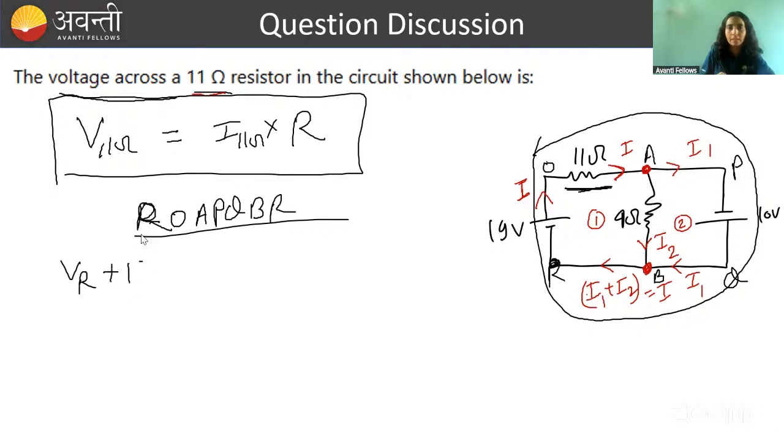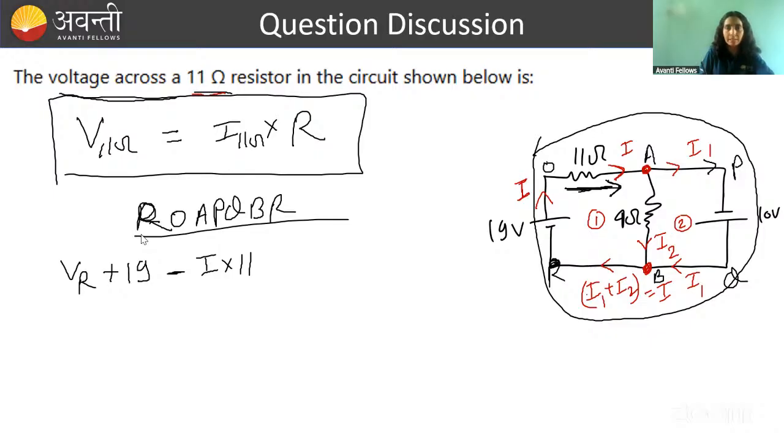So plus 90. Along 11 ohm, we are traveling in the direction of current. So minus sign, we will give I into R, that is 11 ohm. And this is equal to how much? Again, this side we will go now.